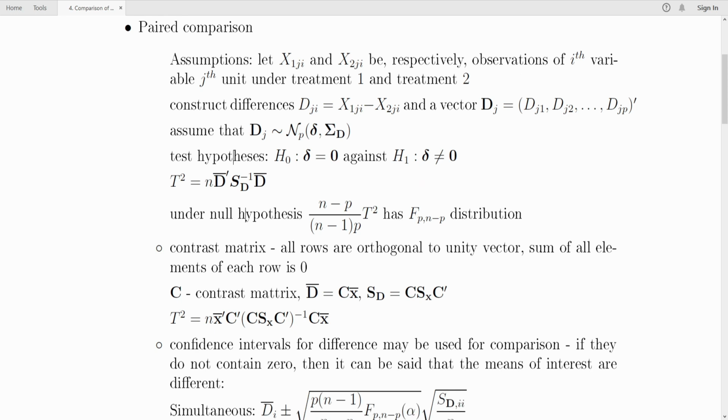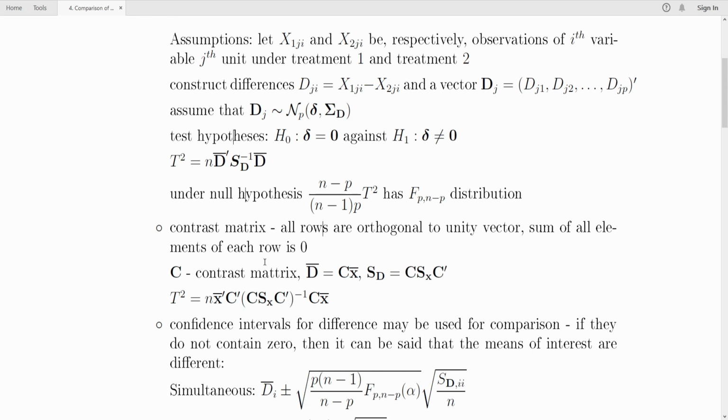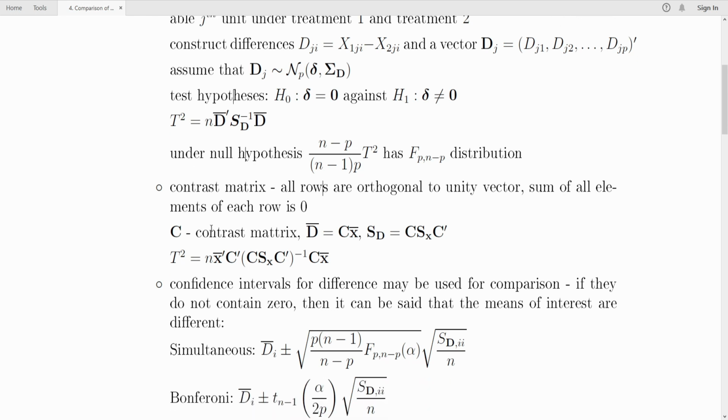Another way to compute this Hotelling t-squared value is to use contrast matrices, where all rows are orthogonal to the unity vector. So if we have a contrast matrix C with a row vector, C1 transpose for example, then C1 transpose times bold 1 is going to be equal to 0. So their dot product is going to be 0, and the sum of all elements of each row is 0. So this is our contrast matrix. We already mentioned that, just quickly.